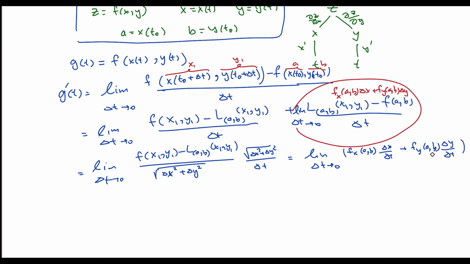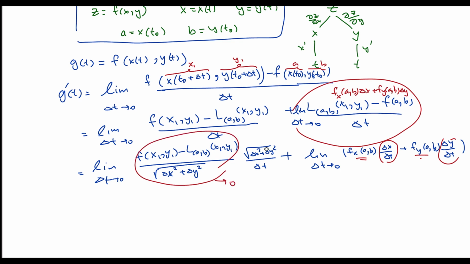And so when I bring the limit in, because f sub x of a and b has no change in there, it stays the same, it's a constant part, and the limit of this part is going to be x prime of t. The limit of this part is going to be y prime of t. And again, these two pieces are just constant. I put an equal sign, and it means to be a plus. Now, according to the differentiability of f, the limit of this section is going to go to 0.